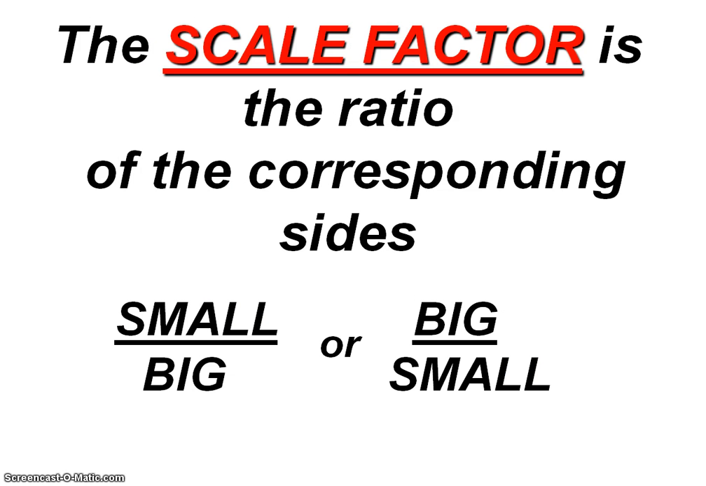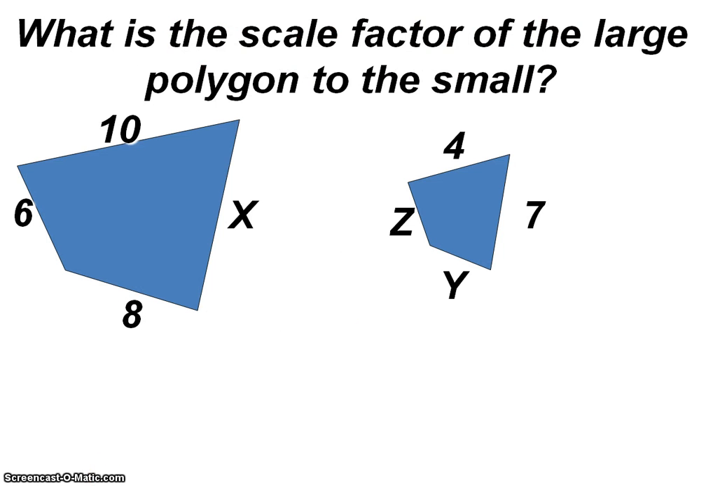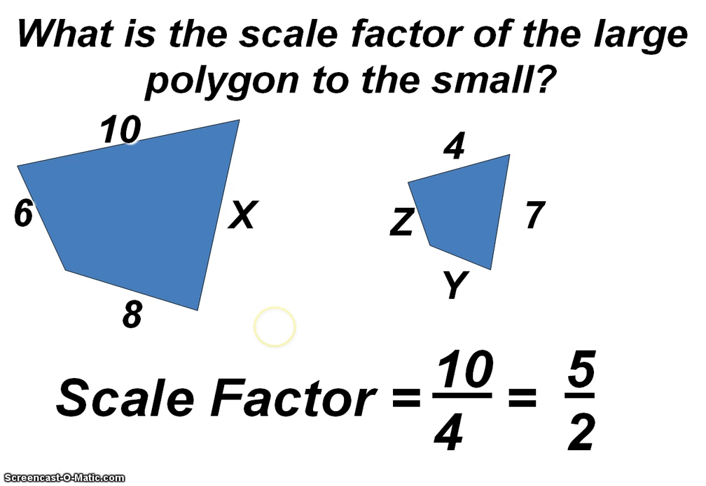In the previous example, we took the sides of the smaller polygon and multiplied by 2 to get the sides of the larger polygon. And that's called a scale factor. And that can be represented as a ratio of corresponding sides. And you can compare them as the smaller side to the big side or the big side to the small side. Remember, in a ratio, the order that you're asked to write things matters. So when it says what is the scale factor of the large polygon to the small, we take one side of the large polygon, for example 10, and we match it up with the corresponding side on the smaller polygon, which would be 4. And then you can simplify that ratio. So the scale factor from the large polygon to the small is 5/2.